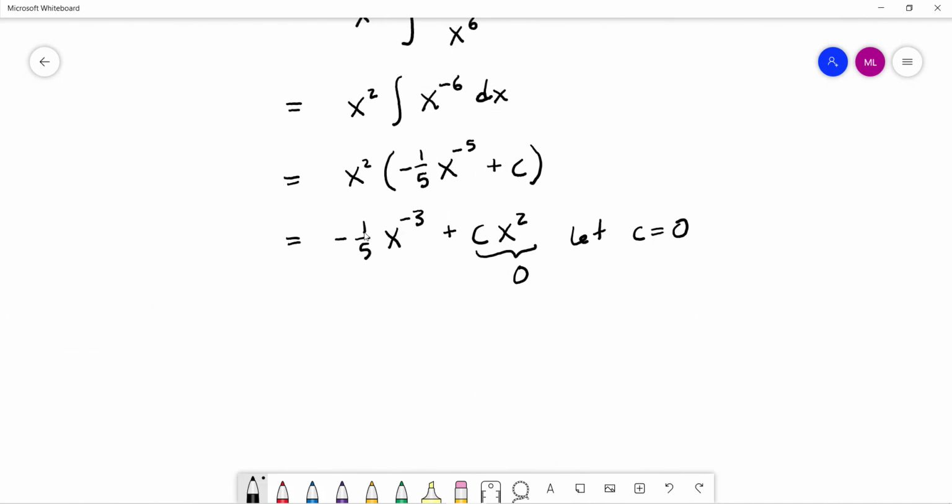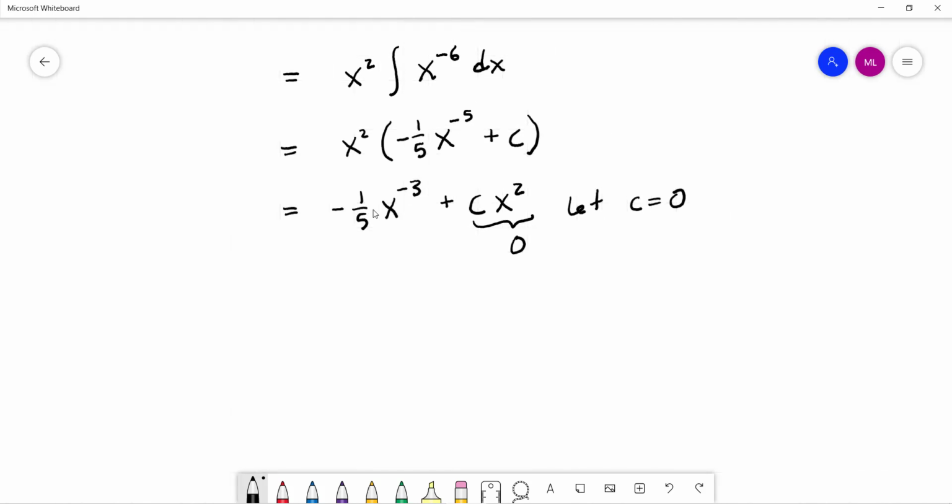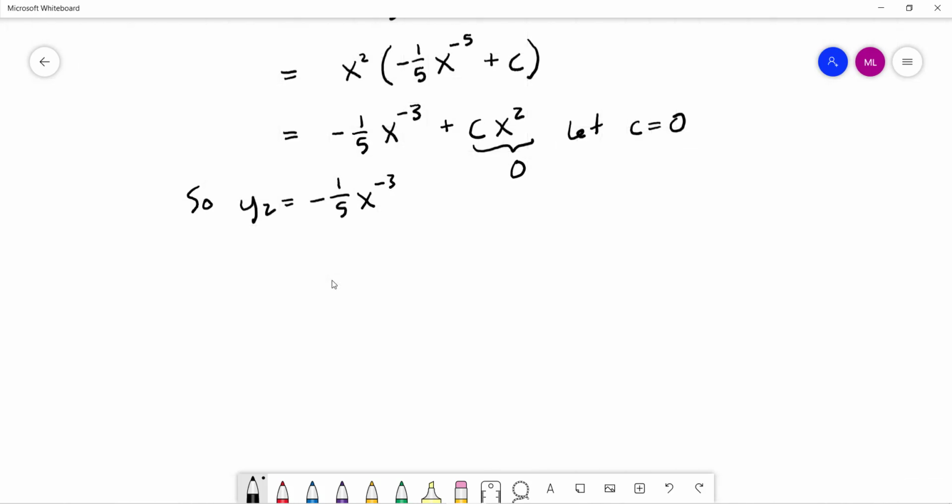Here is a second solution that will work, basically x to the negative 3rd power, because we're going to be able to use other constants in front of all of this. So this basically is our solution. y2 equals negative 1/5 x to the negative 3. And ultimately, when we construct our general solution, we'll see that we can even do some stuff with this negative 1/5.